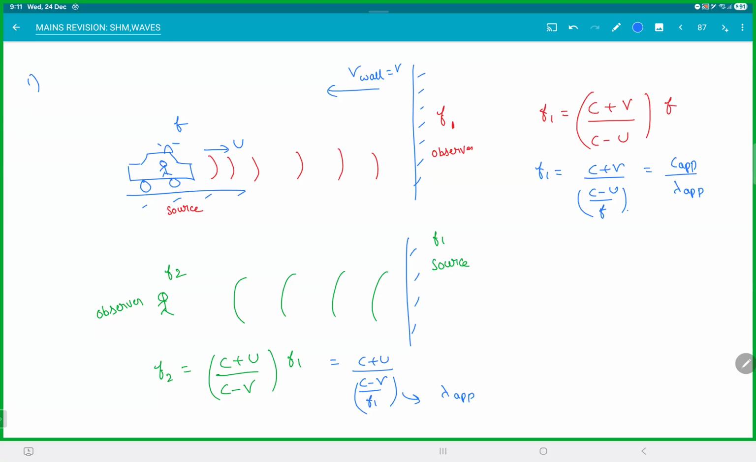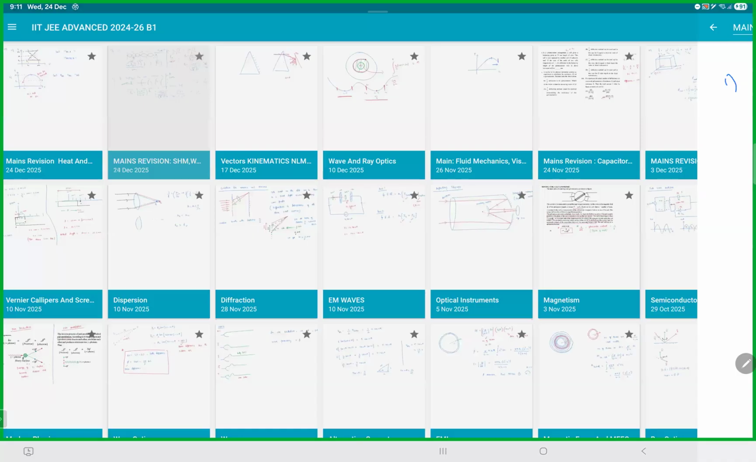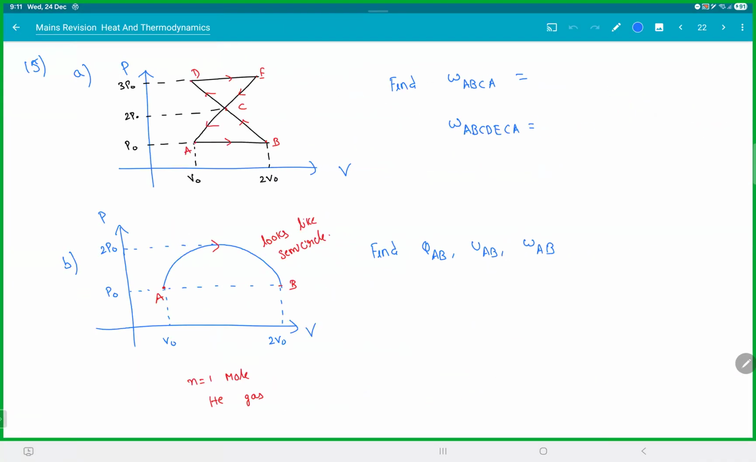Are you clear with that? So just put that frequency down, and the denominator becomes the lambda apparent and the numerator becomes the C apparent. Because most people know how to find F apparent. The moment I ask you lambda apparent, they start getting confused. So you need not do anything. It is there in the formula only. Keep that one thing in mind. Clear with this? We will see more Doppler later on.